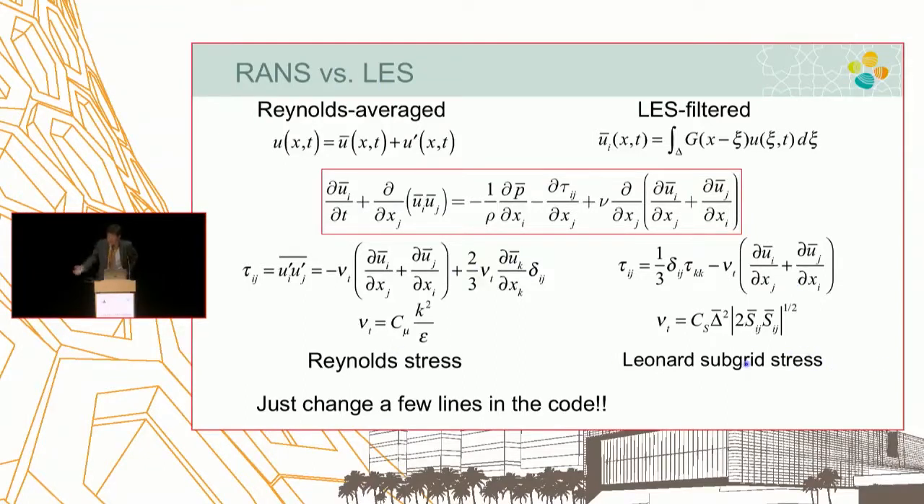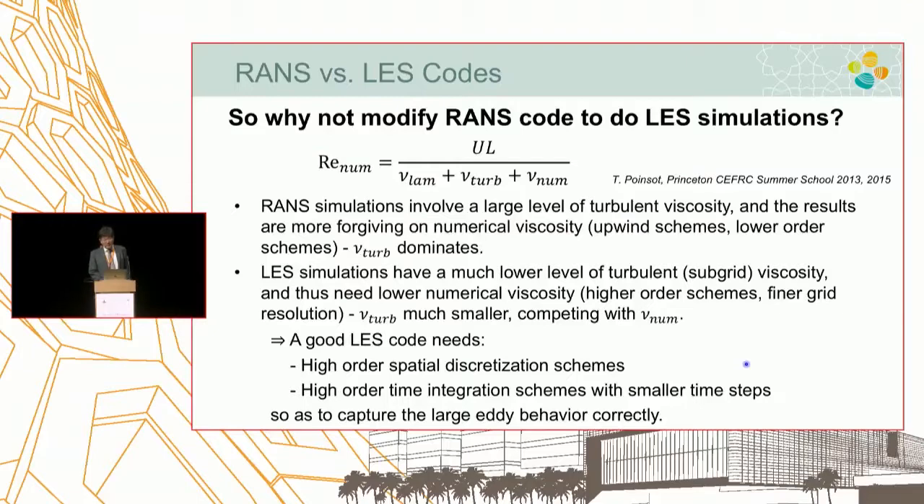So from a coding point of view, well, it's a piece of cake. I get the Fluent code, RANS version. I modify a few lines if you have access to the source code. Change a few lines, I'm done. I have an LES code. Great. But you have to be careful about that. So why do we not do that? Well, some people actually do, indeed.